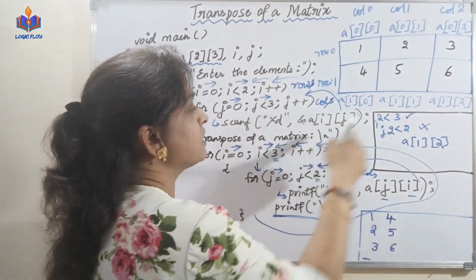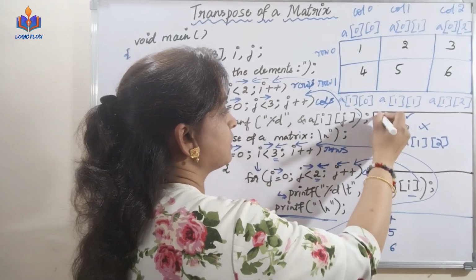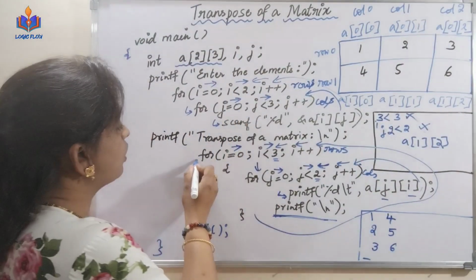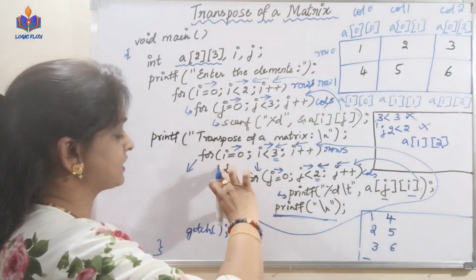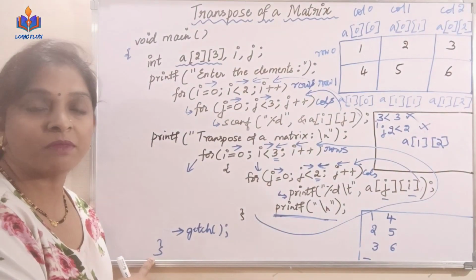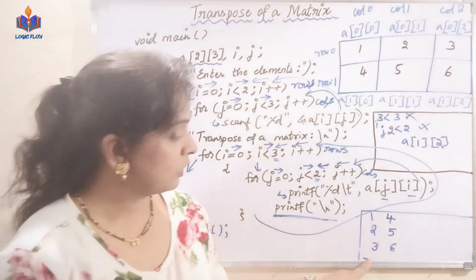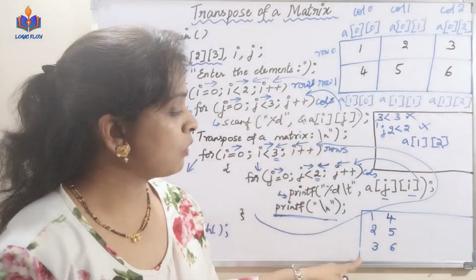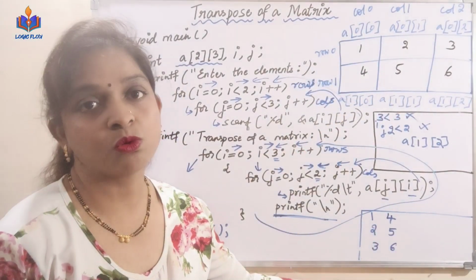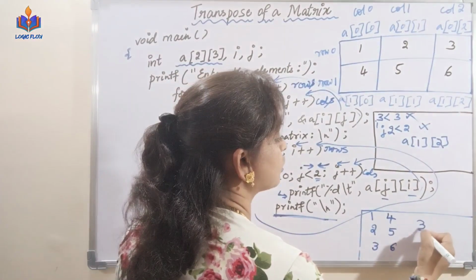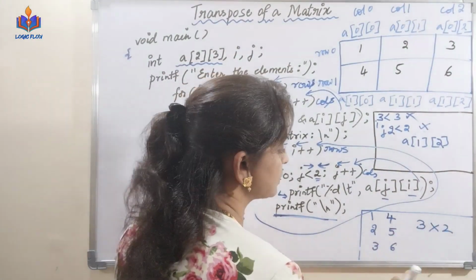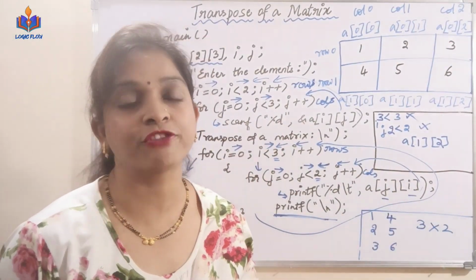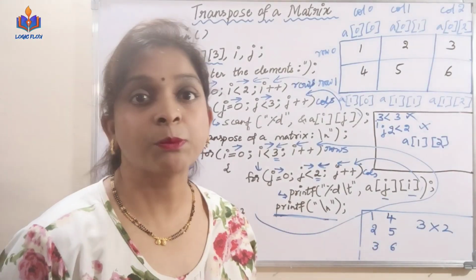Then outer loop progress, i gets increased. i becomes 3. 3 less than 3? No. Condition not satisfied. The whole loop gets terminated. This block gets skipped. Control goes to getch and the program ends. See? Look at the outcome here. Here I had 2 rows and 3 columns. And now I have changed to 3 rows and 2 columns. So it is 3 cross 2. My resultant matrix will be like this. This is one method of transposing a matrix.